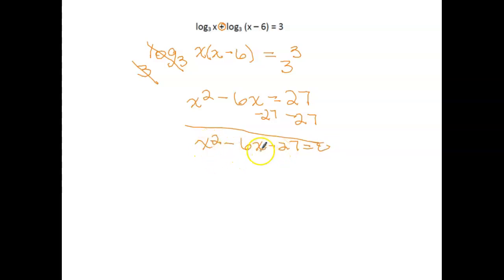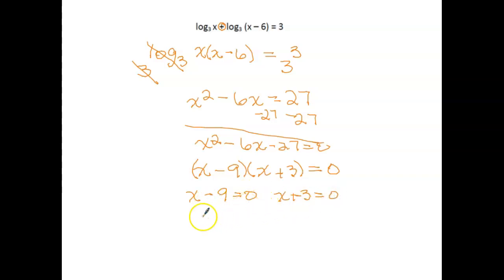So we have two options. We can either use the quadratic formula or we can factor. And factoring sometimes is a little bit faster, so we're going to try and factor this. So the two factors of negative 27 that add to negative 6 are going to be negative 9 and positive 3. So we're going to use ZPP now, and we're going to set up these two equations. x minus 9 is equal to 0 and x plus 3 is equal to 0.